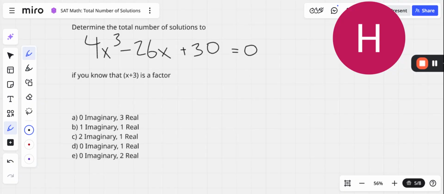This is math from the void. Math coming at you pretty much out of nowhere. And today we have another SAT style problem from the topic of algebra. More specifically, kind of an algebra 2 topic. You'll see that we have a third degree polynomial here. We have a cubic.